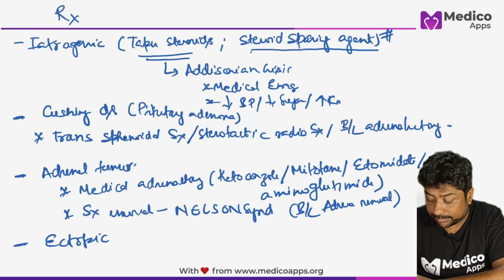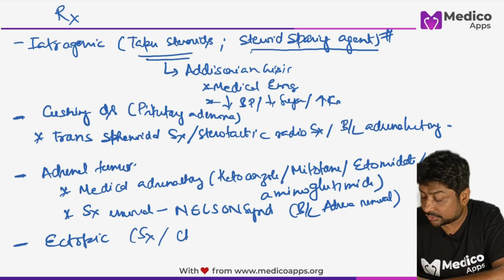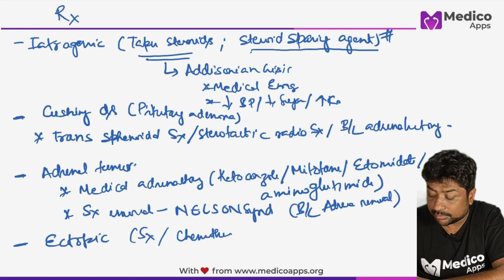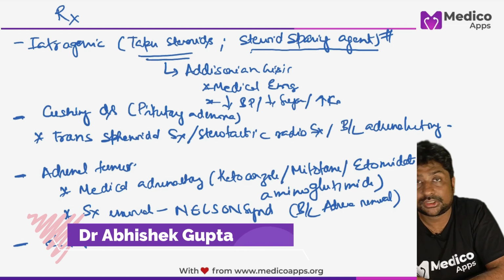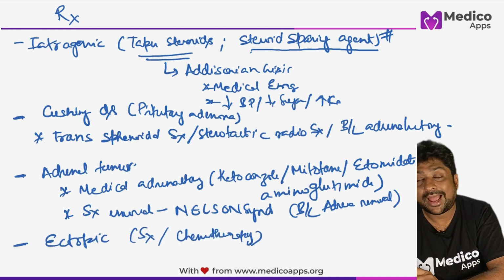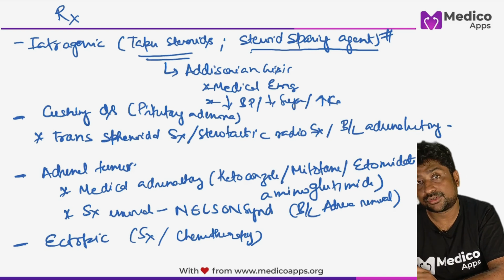Lastly, if there are ectopic sources like small cell lung cancer or atypical carcinoid, then surgical removal or chemotherapy, depending upon the treatment regime. Okay, so this completes our discussion on Cushing syndrome, and mostly you will get questions on causes and diagnosis of this particular condition.